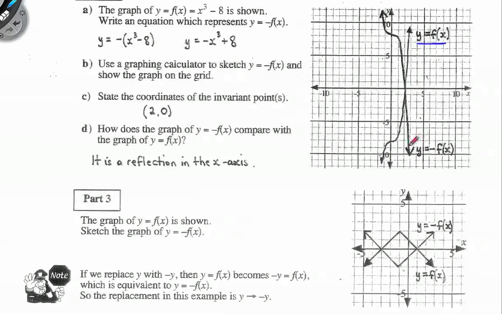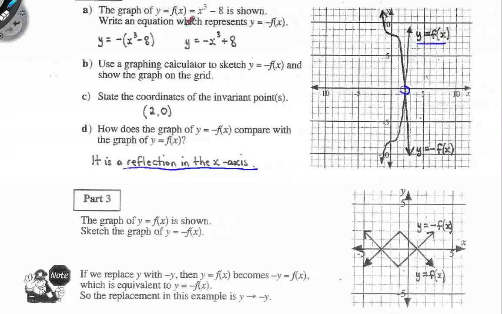And basically you might begin to see that what's happening is there's actually a reflection going on. This arrow here goes over here. This part of the curve ends up over here. It's actually a reflection in the x-axis. So that's what they're getting at right here. So the same thing occurs, an invariant point at 2, 0.